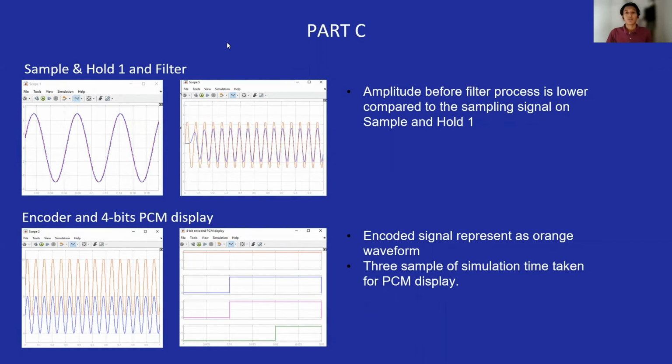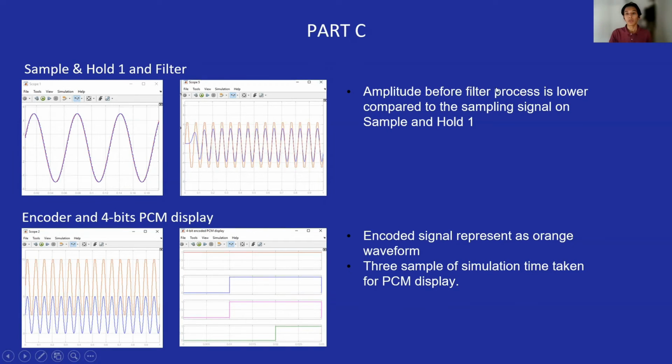My name is Amar Sofi Bezamzuri Arifin, matrix number AE190061, and I'll be presenting the result of part C. So for part C, we choose the FM value, which is 50 Hertz. And for the result, we get this, for the sample and hold and filter. The left side is the sample and hold, while the right side figure is the filter figure.